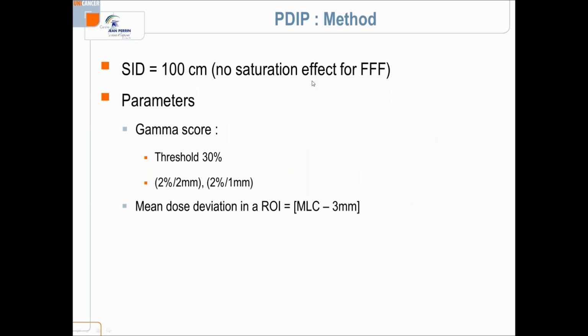So for the method for portal dose image prediction, we use a source image distance of 100 centimeters. There is no saturation effect for FFF. The parameters are the same as for the Delta4. The gamma score is studied with a threshold of 30%, with gamma criteria of 2% and 2 millimeters. We also test 1 millimeter in distance to agreement. And we also note the mean dose deviation in a region of interest equal to the MLC minus 3 millimeters.